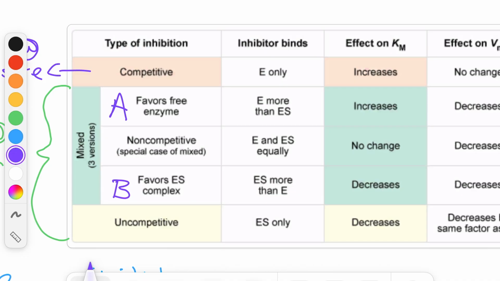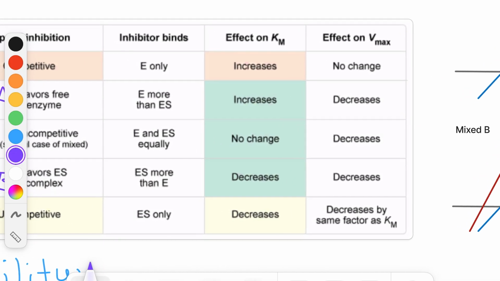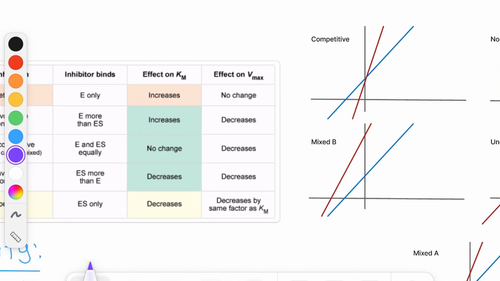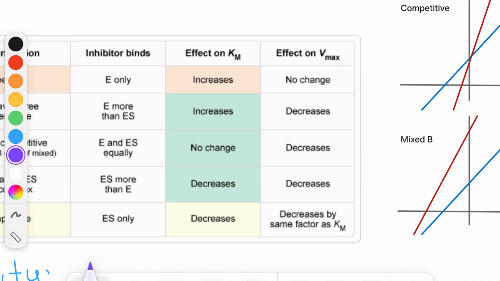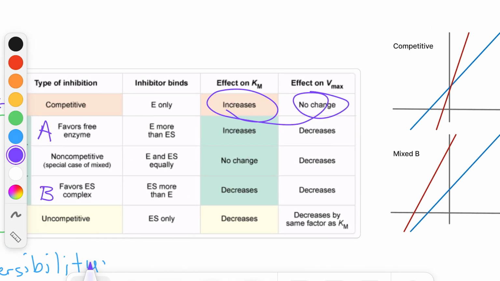Okay, and now there are differences in Km and Vmax, and we are going to use these figures on the left that are called Lineweaver-Burk plots to help us map these out. Okay, so they might just tell us this information in the passage, whatever happens, and we have to know which enzyme inhibitor they're talking about. We have to have all of this memorized.